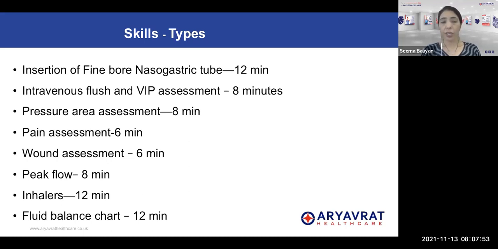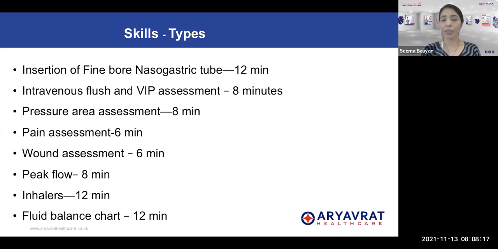There is pressure area assessment, which is a silent station. And in this, you will need to complete a Braden's score. And also you will need to go through what are the most common areas where you can get pressure ulcers, and also the initial signs suggestive of a pressure ulcer formation. Then there is pain assessment. You get 6 minutes for pain assessment.